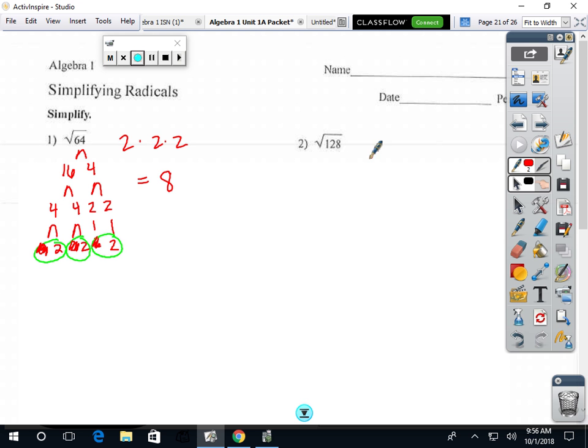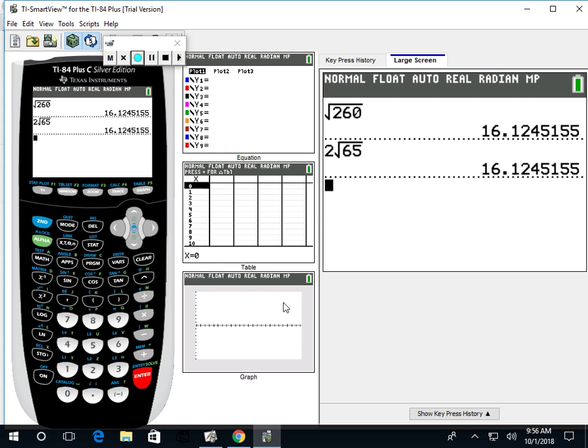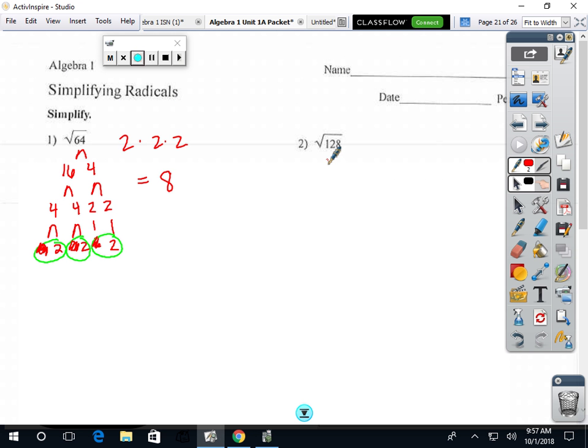2. The square root of 128. First, I type it in just to confirm that it is not a perfect square and to have it ready to check my answer in a minute. And I see that I get a decimal, 11.31. So that means I've got to factor tree it. What are some numbers that multiply to give you a 128?